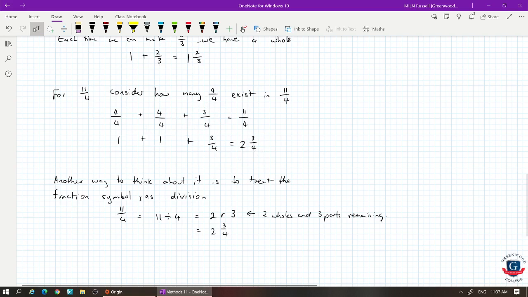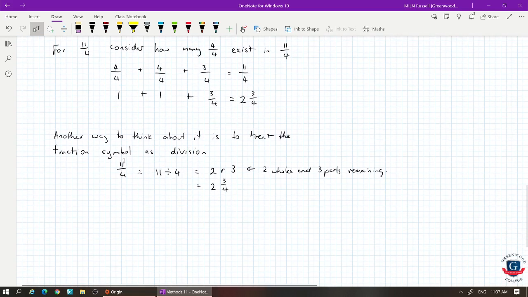Another way to think about it is to treat the fractional symbol as division. So if you've got 11/4, that would be 11 divided by 4. How many 4s are in 11? There are 2. 2 4s are 8, and 3 left over. 8 plus 3 would be 11. And we could write that as a mixed number. 2 wholes plus 3 parts out of 4 parts.